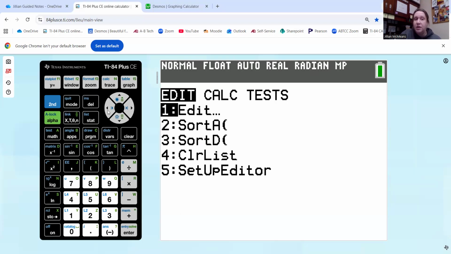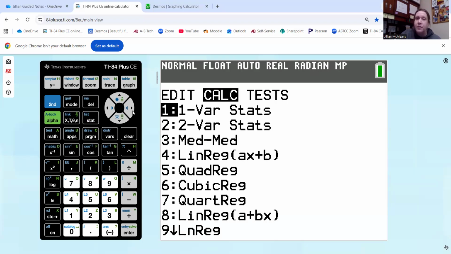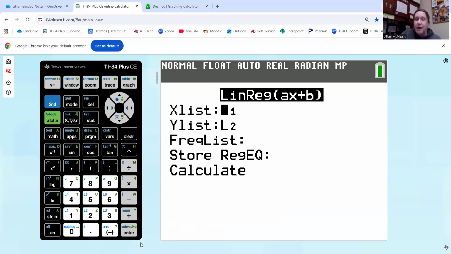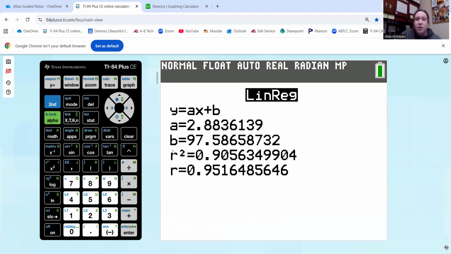So let's go over to calculate. Hit stat and then go over to calc. We want to choose option 4, LinReg(ax+b). Make sure you got your L1, your L2 correct. Hit enter. And we have the format y equals ax plus b, and we are told that a is 2.88 to 2 decimal places, b is 97.57, and r is 0.95. It makes sense that r would be positive because the line was going uphill, there's a positive trend, and it would also make sense that r is pretty close to 1, okay?